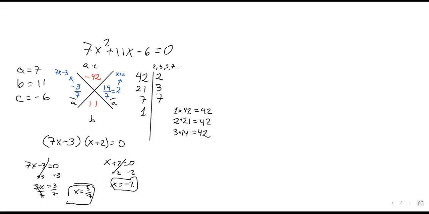Now let's go to the third example. That is 30x squared plus 80x minus 2x minus 12 equal to 0. First step, A, B, and C.